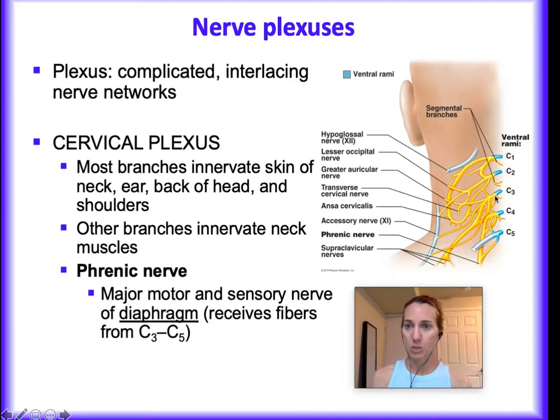It's coming from between C3 and C5. And this phrenic nerve is significant because it innervates your diaphragm. One of the reasons that spinal cord injury at this level, at the cervical level, or fracture of the vertebrae here can potentially be lethal is that if it damages this phrenic nerve, you've now lost control in general of your diaphragm. And so that's going to affect your breathing and could be deadly. On a lighter note, irritation of the phrenic nerve is what causes hiccups.